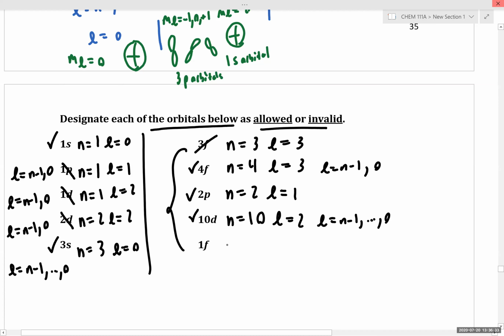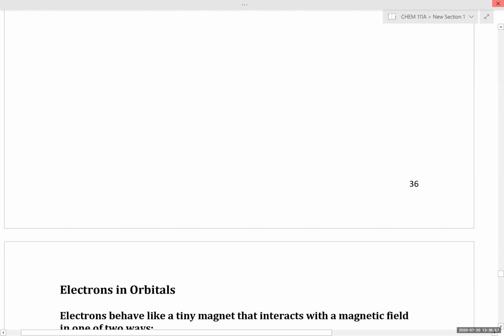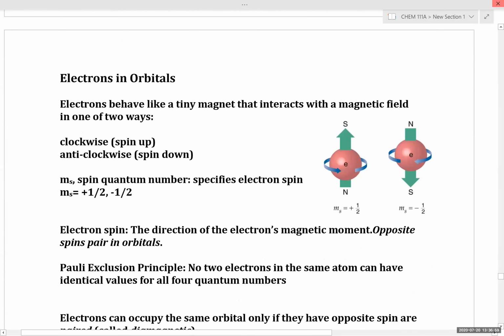Finally, for a 1f orbital, we have n equals 1, L equals 3. Is a 1f orbital allowed? No. Yep, so we cross it out. Perfect. Okay, so let's keep going now and let's talk a little bit about the electrons in orbitals.